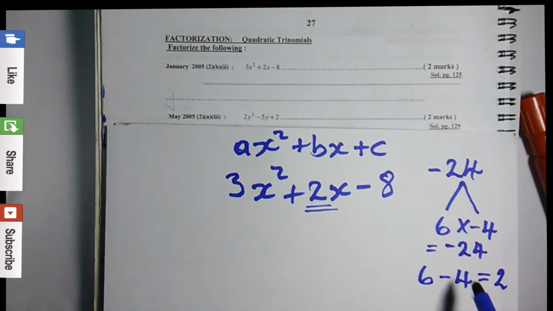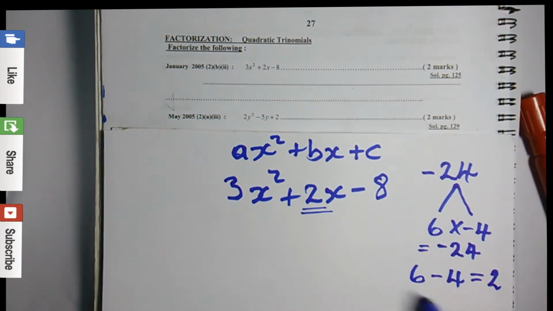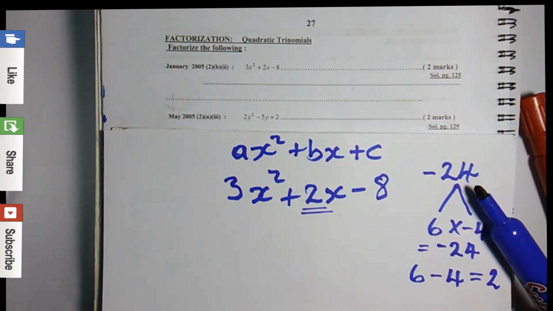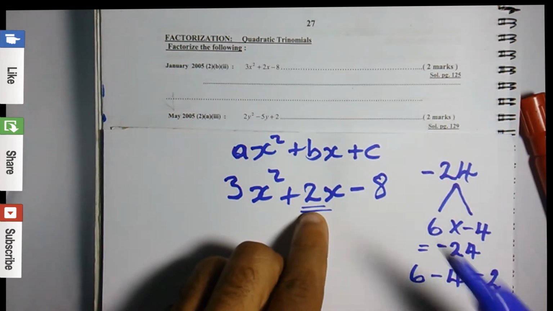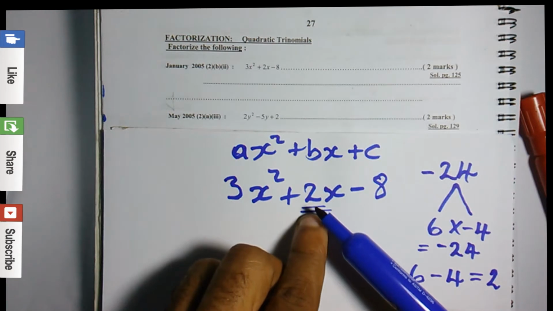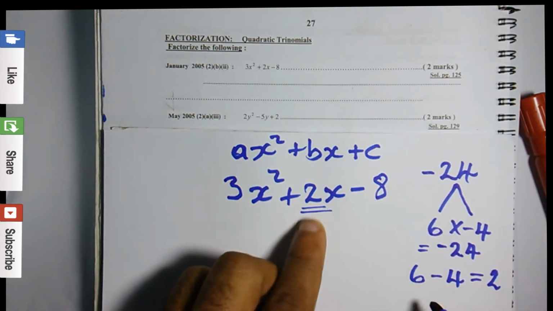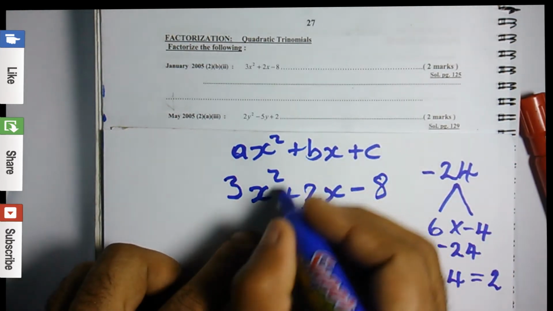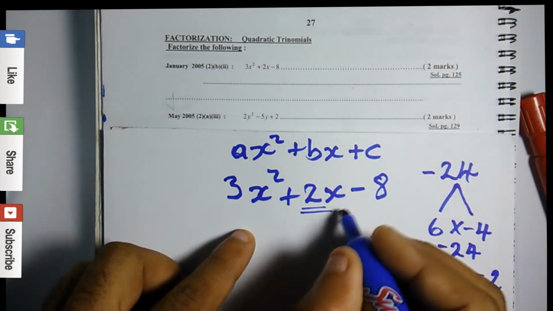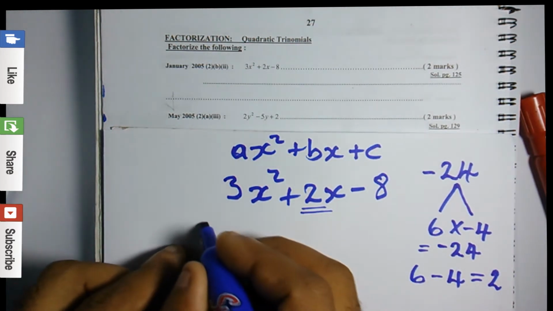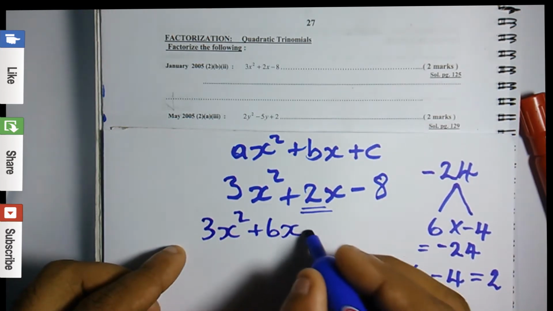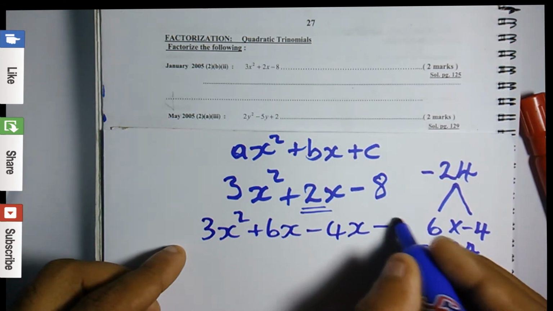Now, after I've found the two factors, remember, the two factors must satisfy this condition. When we multiply them, it should give us negative 24, but when we add them together, it should give us the b component in the quadratic expression. After we find those two factors, we replace the middle component with those two factors, just adding x onto each of them. So we would have 3x squared plus 6x minus 4x minus 8.